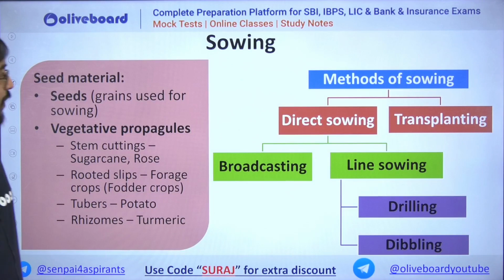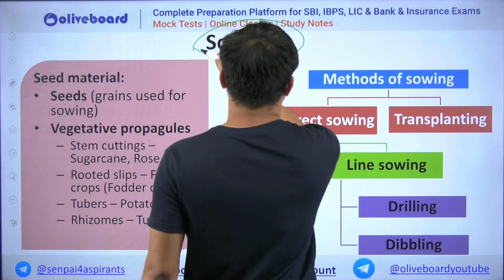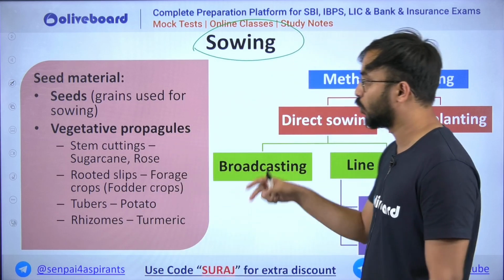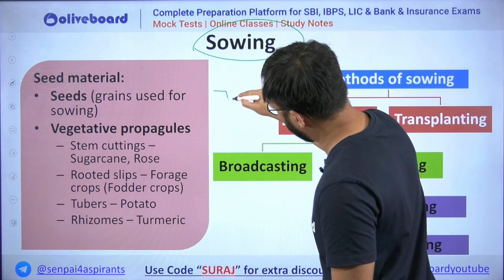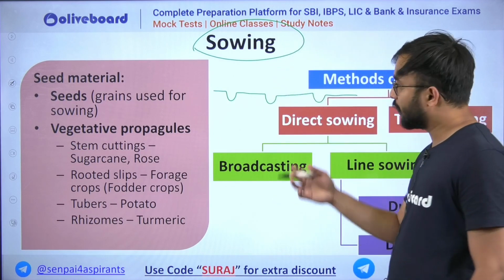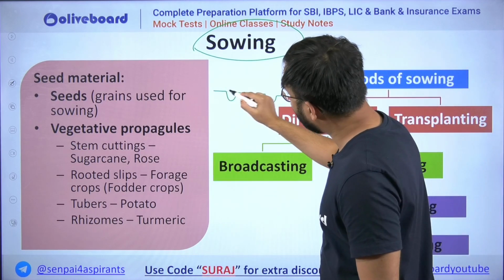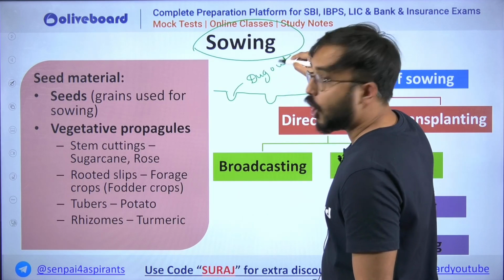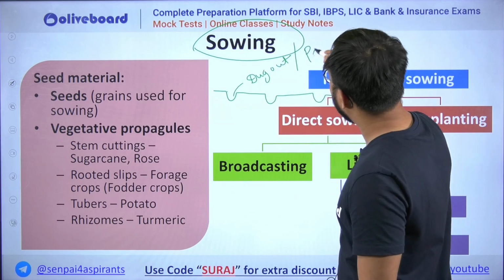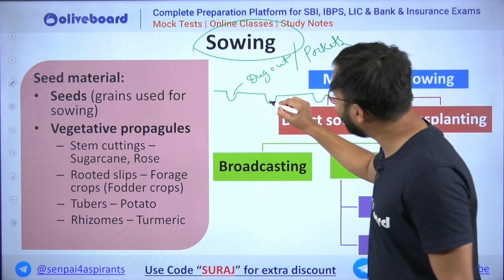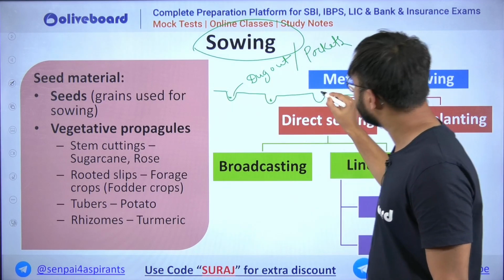Okay. Then we come towards sowing. Sowing is a particular activity in which seeds are sown into the ground. So suppose this is your field. Through plowing, such dugouts or pockets are made, and in such pockets the seeds are planted.